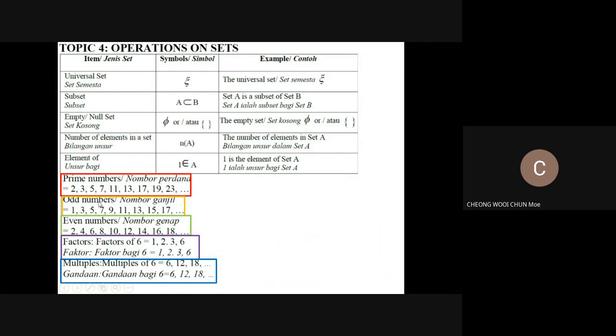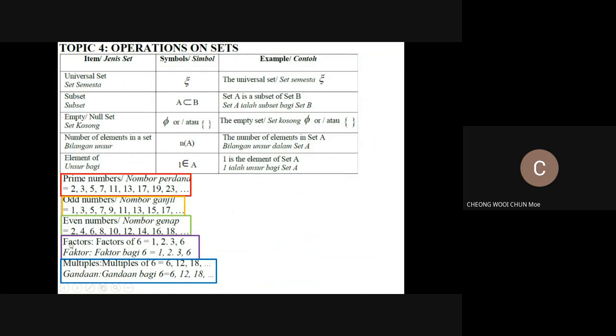Odd numbers, that means 单数: 1, 3, 5, 7, 9, 11, 13, 15, 17, and so on. Even numbers will be 双数: 2, 4, 6, 8, 10, 12, 14, 16, 18, 20, and so on.